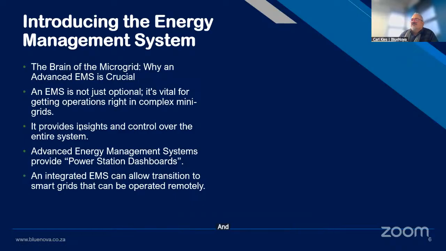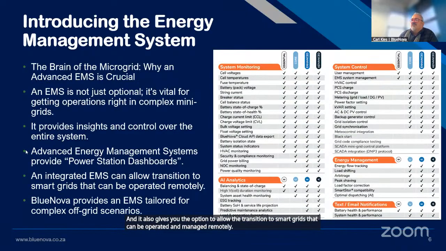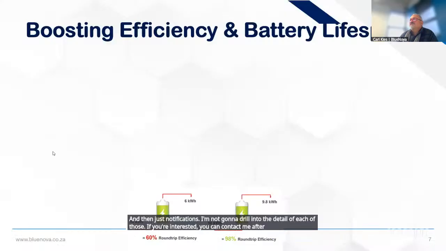And it also gives you the option to allow the transition to smart grids that can be operated and managed remotely. And Blue Nova, by the way, provides an EMS tailored for these complex off-grid scenarios. There you can see a number of functions that this smart energy management system can provide, which consists of categories of monitoring, analytics, system control, energy management, and notifications. I'm not going to drill into the detail of each of those. If you're interested, you can contact me afterwards.